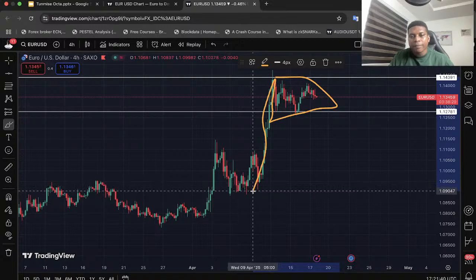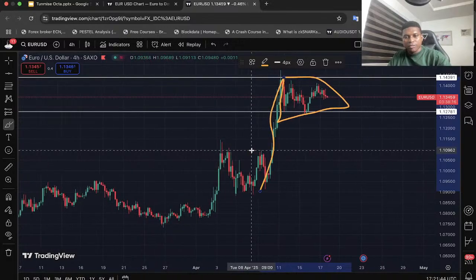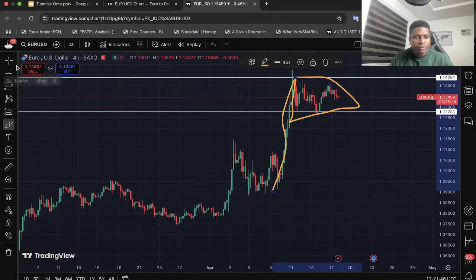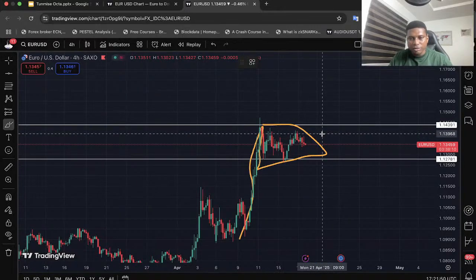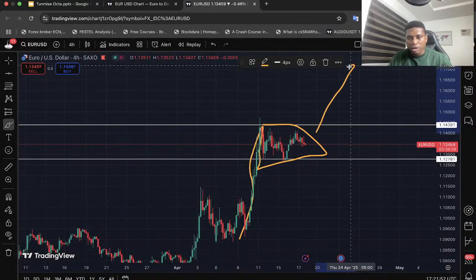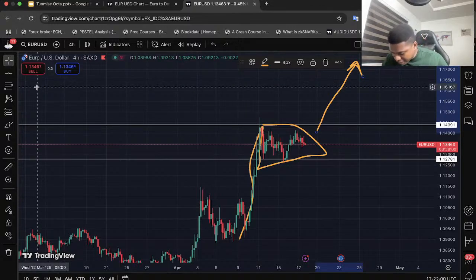Okay, before pushing up. Before pushing up here. All right. Can you see that?